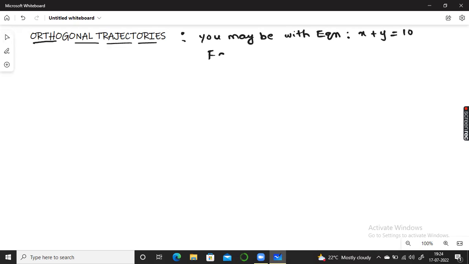A family of curves generally looks like a function of x comma y comma constants is equal to 0. It means if they give you an equation or a family of curves, how to find orthogonal trajectories of that particular curve or of that particular family.